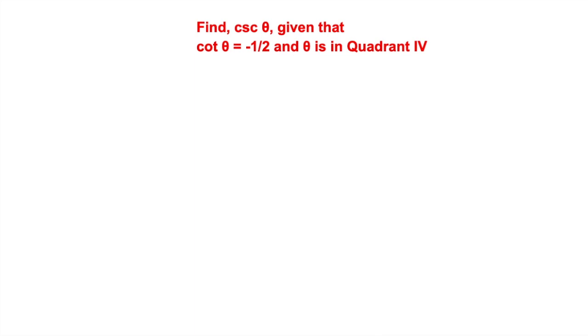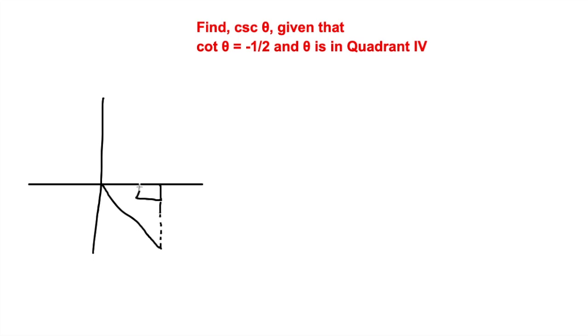The next problem, we see that we have to find the cosecant of theta. We are given the cotangent of theta, which is negative 1 over 2, and it says that theta is in quadrant 4. So for this, draw an x and y coordinate plane. We know that theta will be in quadrant 4, so somewhere over here. Draw a line down over here, which will form a right triangle. So cotangent of theta is equal to negative 1/2.